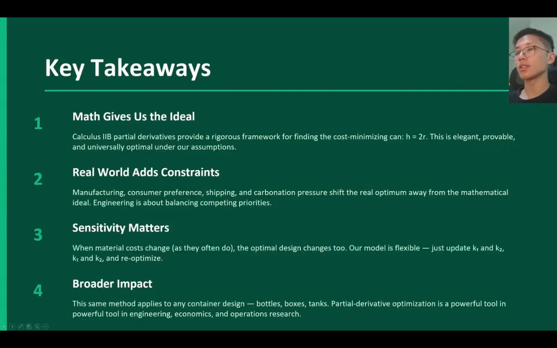In conclusion, calculus helps us find the most cost-efficient can under ideal conditions. In reality, engineering constraints make the final design more complex. This shows how mathematics can support engineering design well.